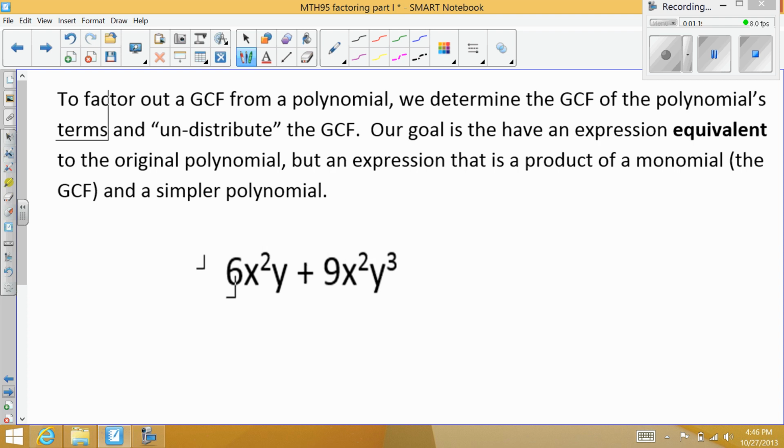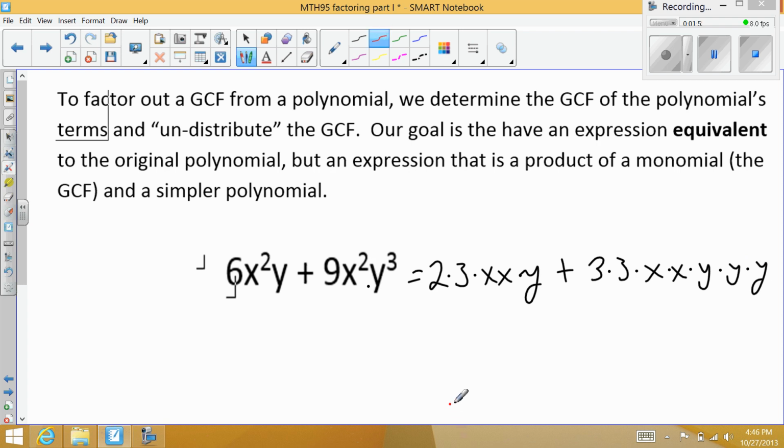Our goal is to have an expression that's equivalent to the original polynomial, but that expression is a product of a monomial and a simpler polynomial. So something times something rather than something plus something. So if we take the 6x squared y, we can factor that again. 2 times 3 times x times y, plus 9x squared y cubed is 3 times x times y times y times y.